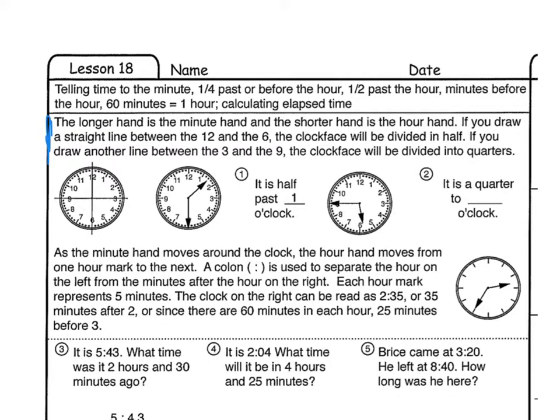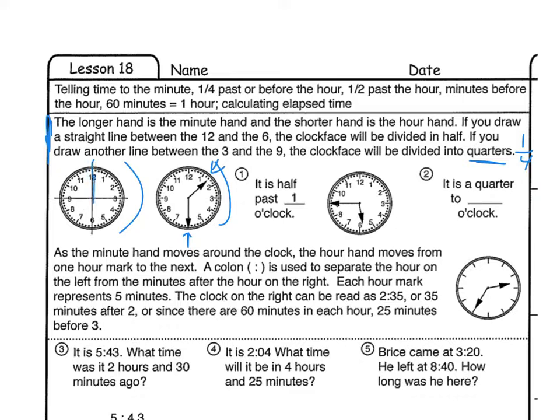It says the longer hand is the minute hand. If you look at this clock right there, the long hand is the minute hand, and the shorter hand is the hour hand. Shorter hand is right there, the longer hand right there. If you draw a straight line between the 12 and the 6, the clock face will be divided in half. If you draw another line between the 3 and the 9, the clock face will be divided into quarters or fourths, 4 parts. You can see that this clock right here has had that done to it.